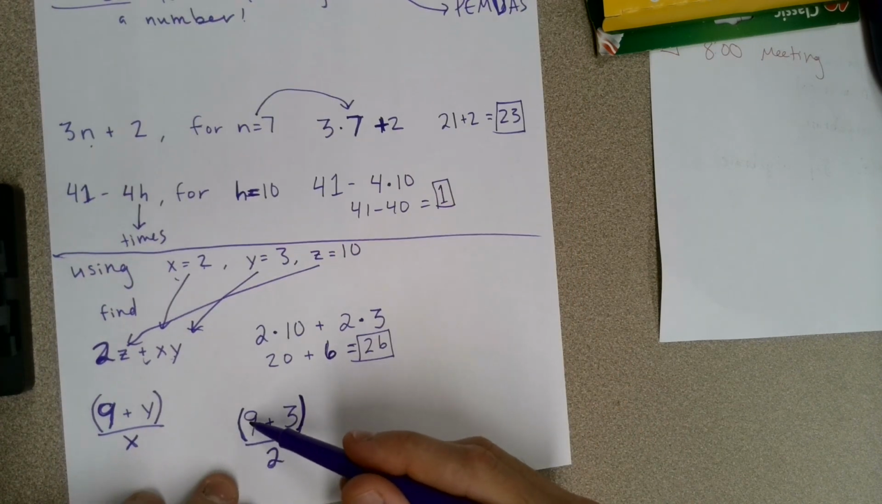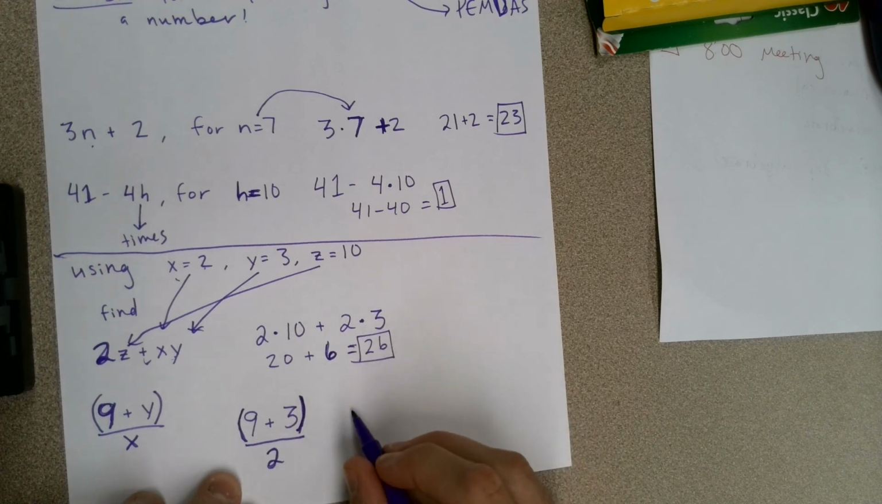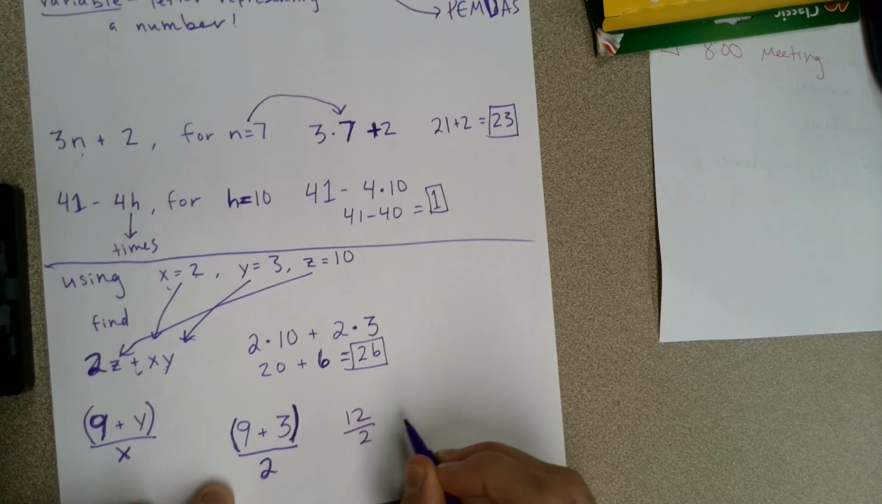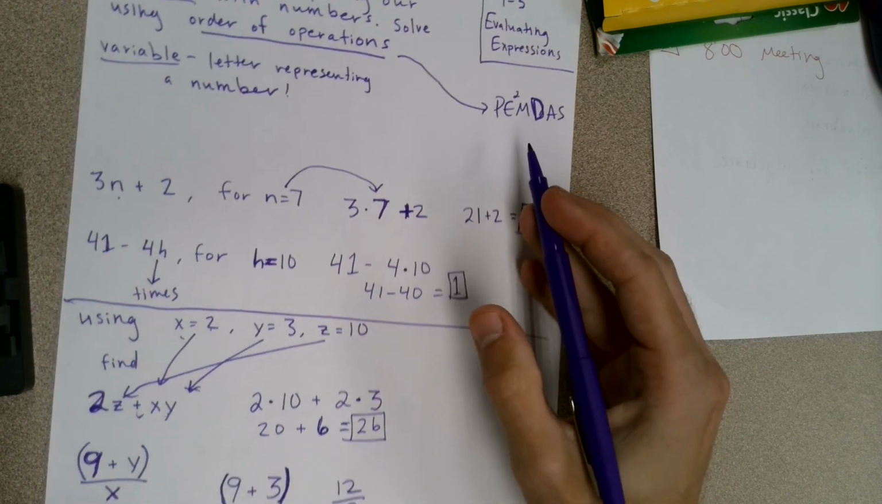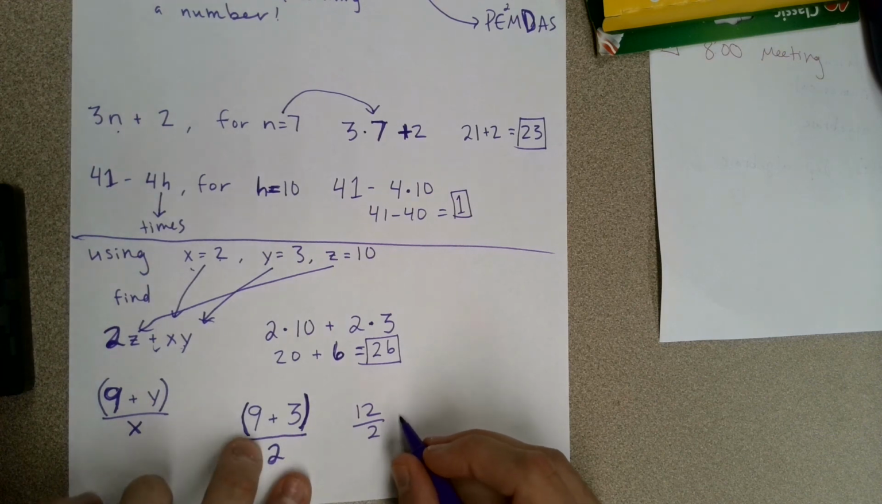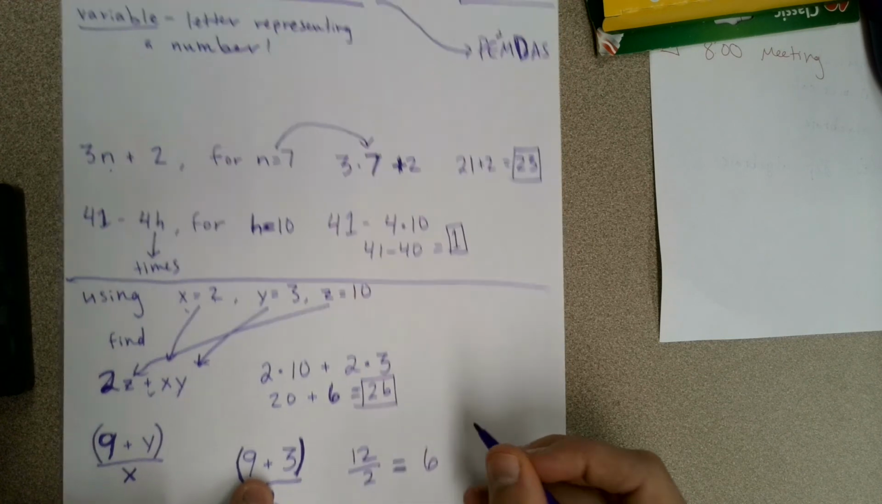Parentheses, I just put one in. 9 plus 3, that's 12. Divided by 2. Do we have any exponents? Nope. Do we have any multiplication? Nope. Do we have any division? Yeah, we do. 12 divided by 2. You know that one. 12 divided by 2 is 6. There's nothing left to it.